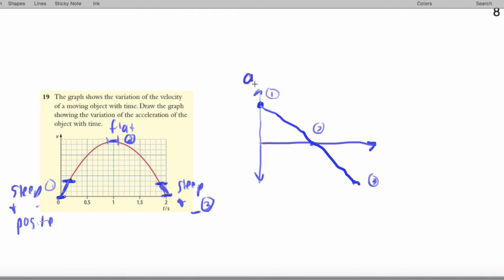So this again is acceleration versus time. That's acceleration in meters per second squared versus time in seconds. So that wraps up our problems.